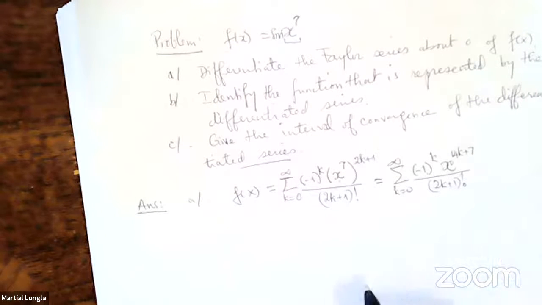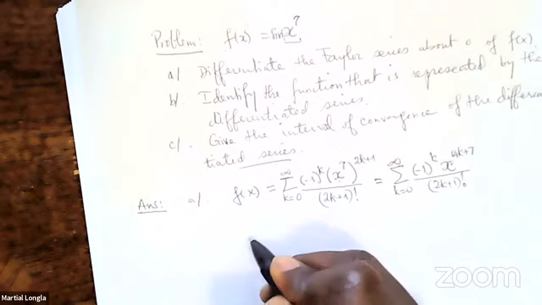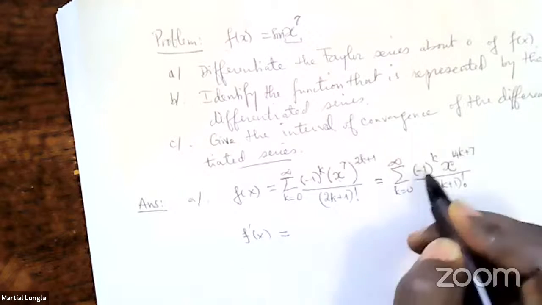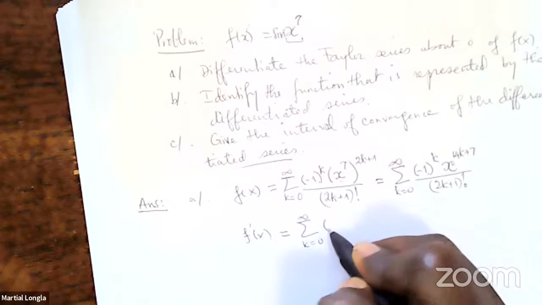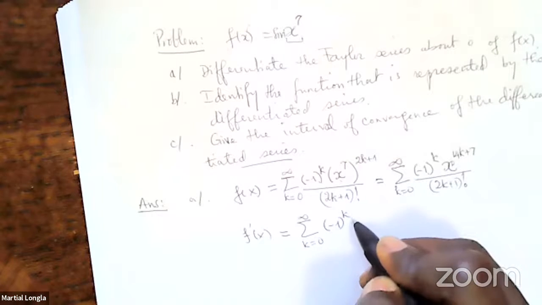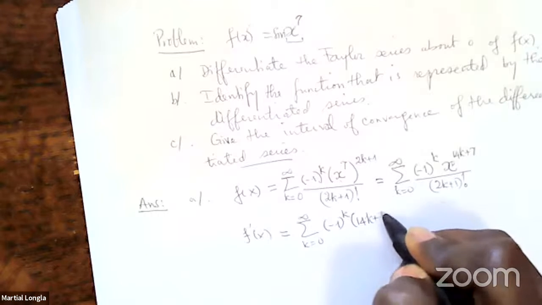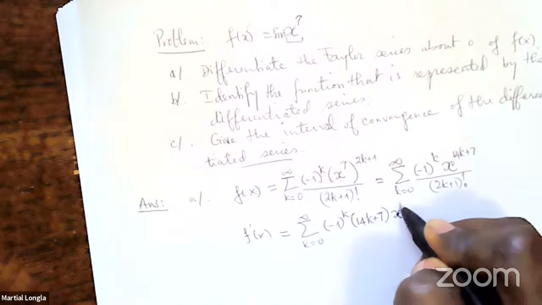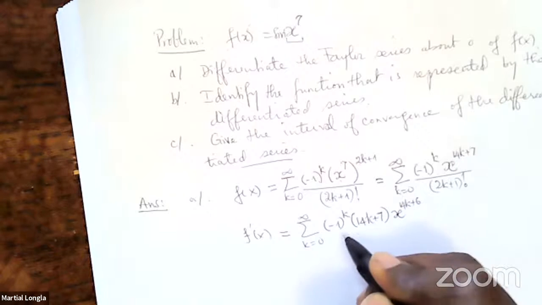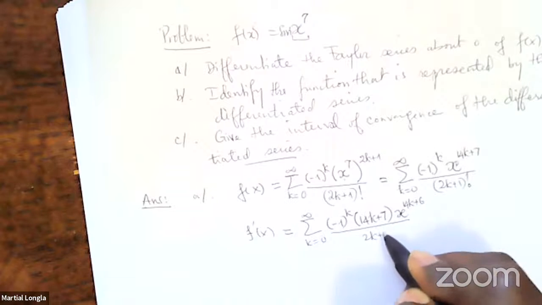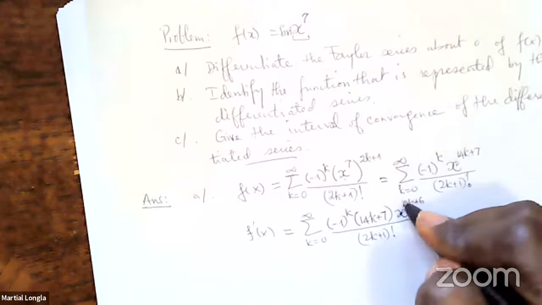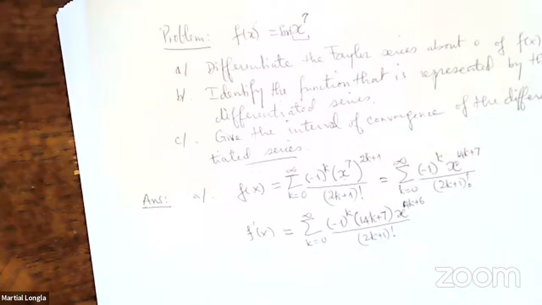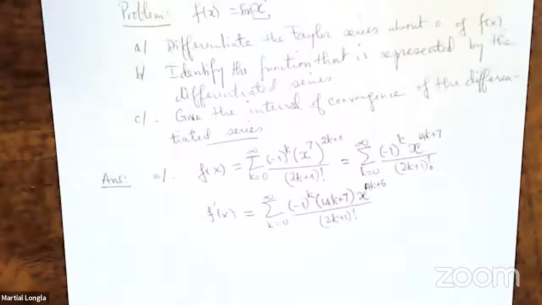And now you're going to take the derivative of that, because the question asks to find the derivative. So f prime of x is going to be the sum, k from 0 to infinity, of -1 to the k times the derivative: 14k plus 7 times x to the 14k plus 6, divided by 2k plus 1 factorial. To take the derivative, all you need to do is take the derivative of the powers of x that you see. That's why we get this, and that's the answer to the first question.